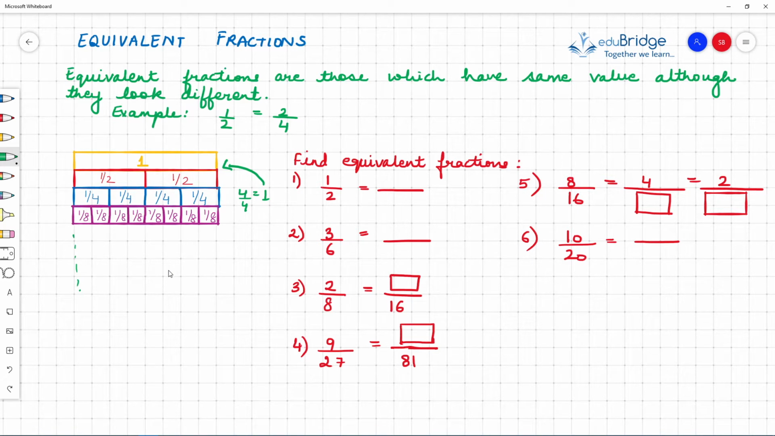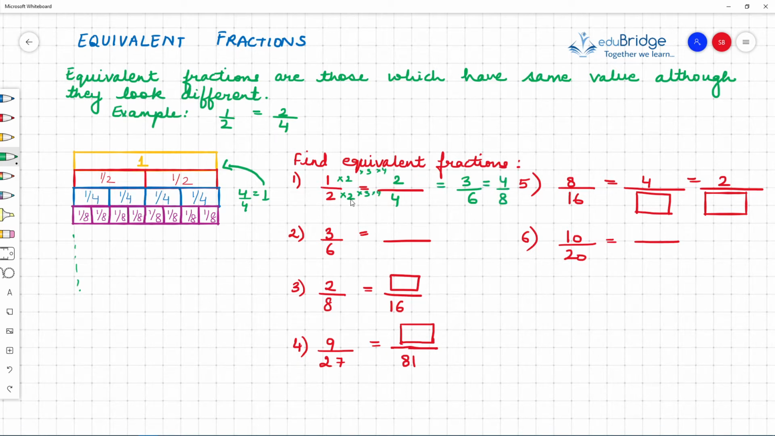So now let's look at how we can find these equivalent fractions, how we can calculate them given a set of fractions. Let's look at the first example. The fraction given to us is 1 by 2. How can I find an equivalent fraction? I can times this by 2, so it becomes 2 by 4, or I can times it by 3, which will become 3 by 6. I can times it by 4, so then I get 4 by 8 and so on.